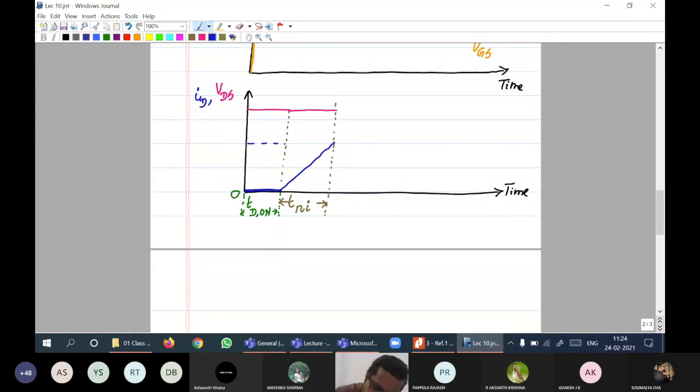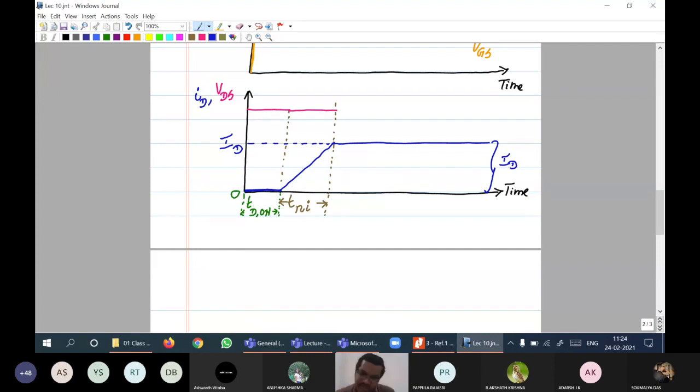Now this is going to be the steady state value of ID. Steady state value, remember I am using capital letter ID, drain current. After this, the MOSFET is fully on. It will keep carrying the entire current ID. No change with regards to the drain current.